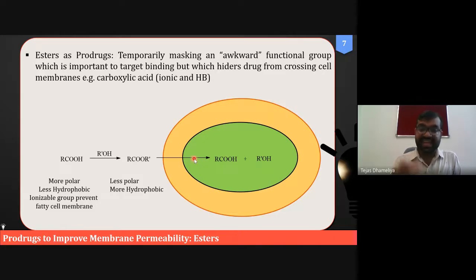Such as esterase, which means degradation of the ester bond, and it will release the carboxylic acid and release the alcohol. Thus these ester prodrugs, which we call temporary masking of an awkward functional group, are one of the important ways to target binding and crossing the cell wall membrane. For example, carboxylic acid: we can easily transport carboxylic acid by making its ester prodrug. And this way, for increasing the membrane permeability, esters are one of the better solutions for this purpose.